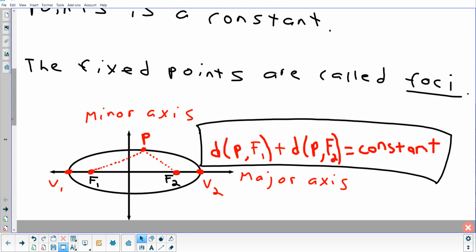These other terms, we're going to start to fill them in as we go. If you want to draw this picture, you can, but you really don't need to label anything else at the moment, other than F1 and F2. Those are called the foci. P is just a point that I can drag anywhere I want on the ellipse.